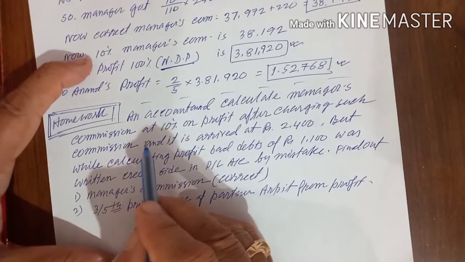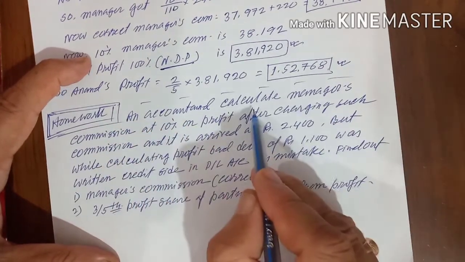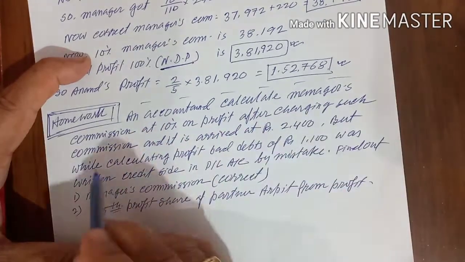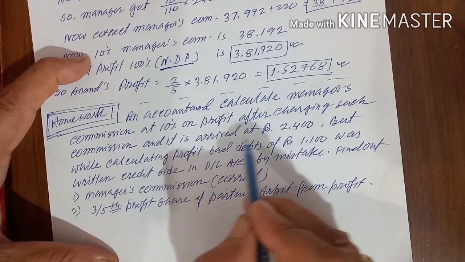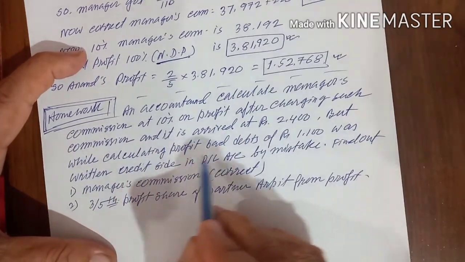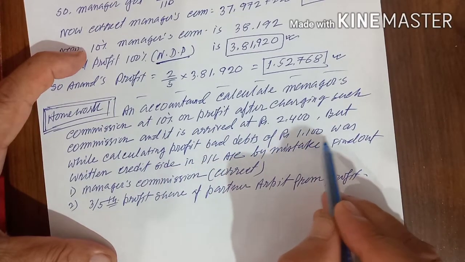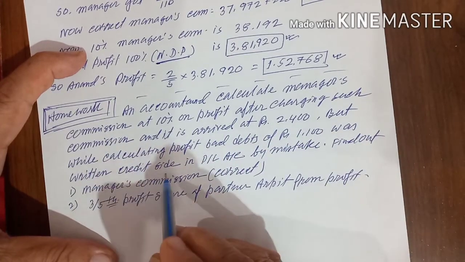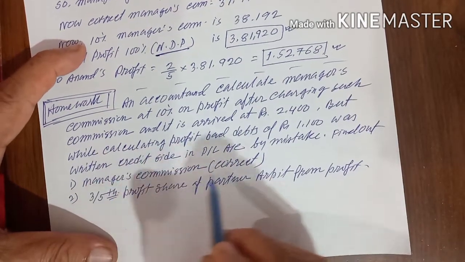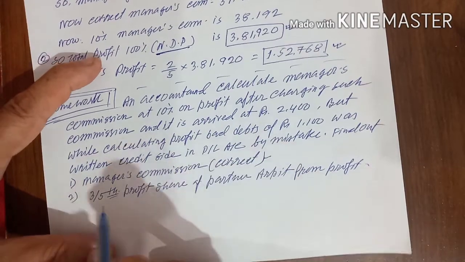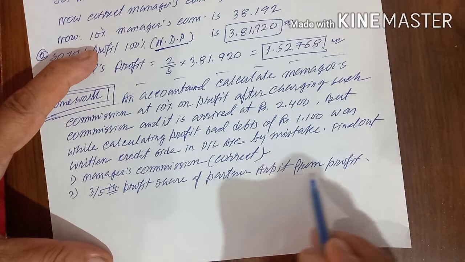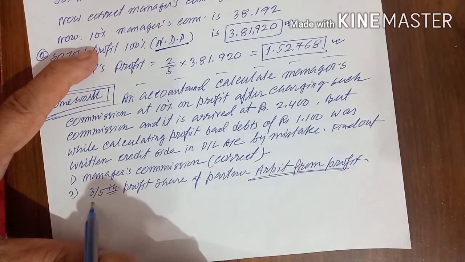You will try to do it at your home. An accountant calculates manager's commission at 10% on profit after charging such commission, and it is arrived at rupees 2,400. But while calculating profit, bad debt of rupees 1,100 was written on the credit side in the profit and loss account by mistake. Find out the correct manager's commission, and also find out the 3/5 profit share of partner Arpit from the profit. Arpit's share is 3 by 5.